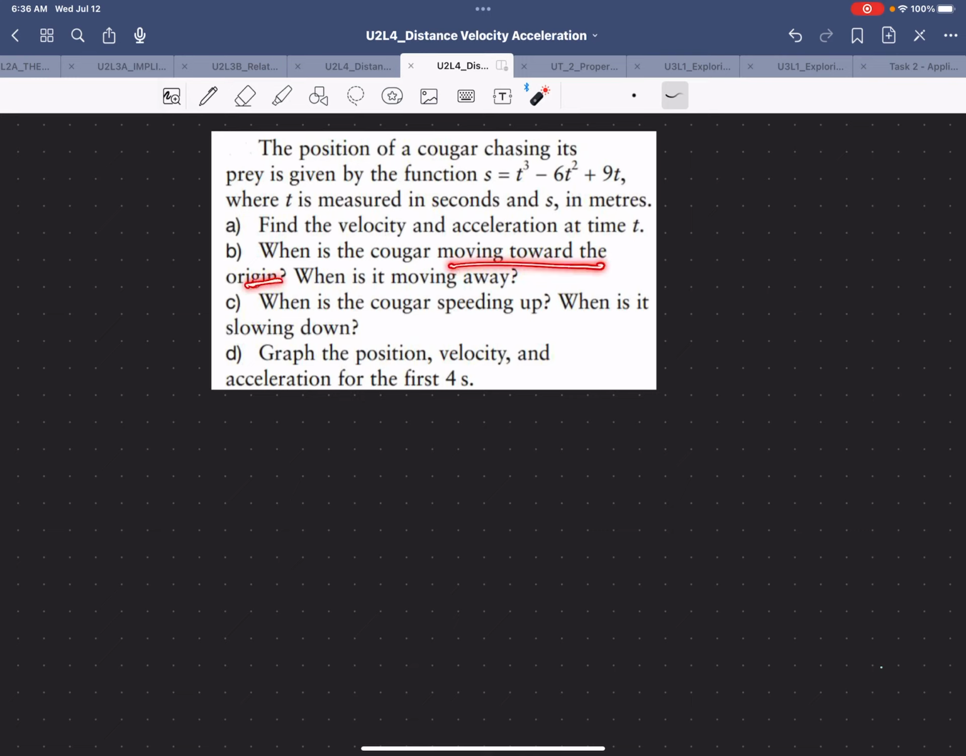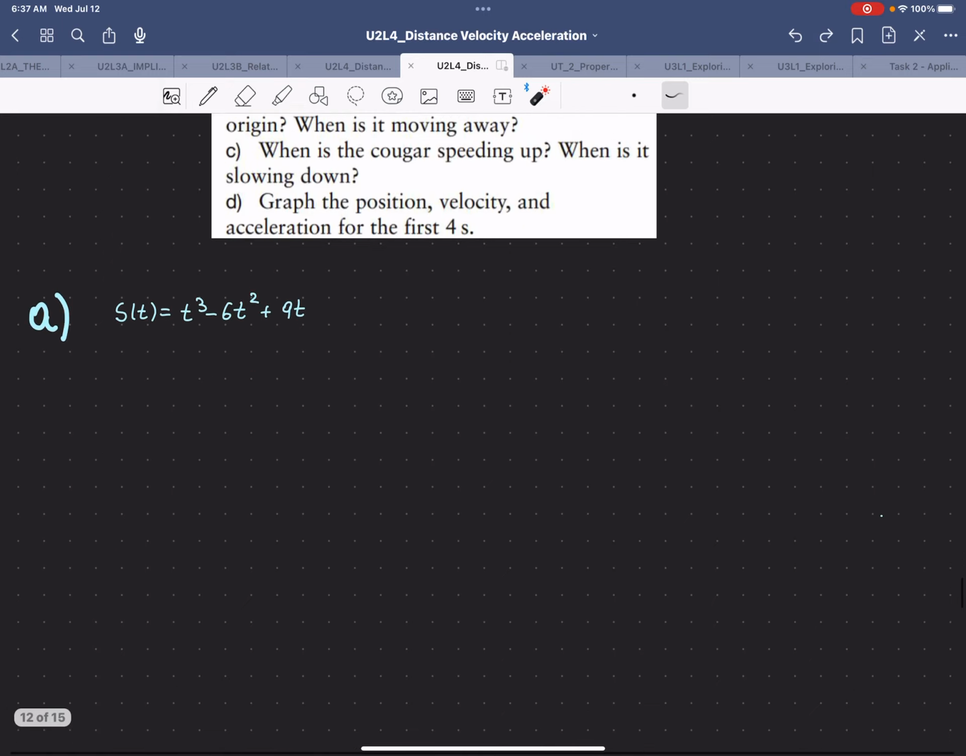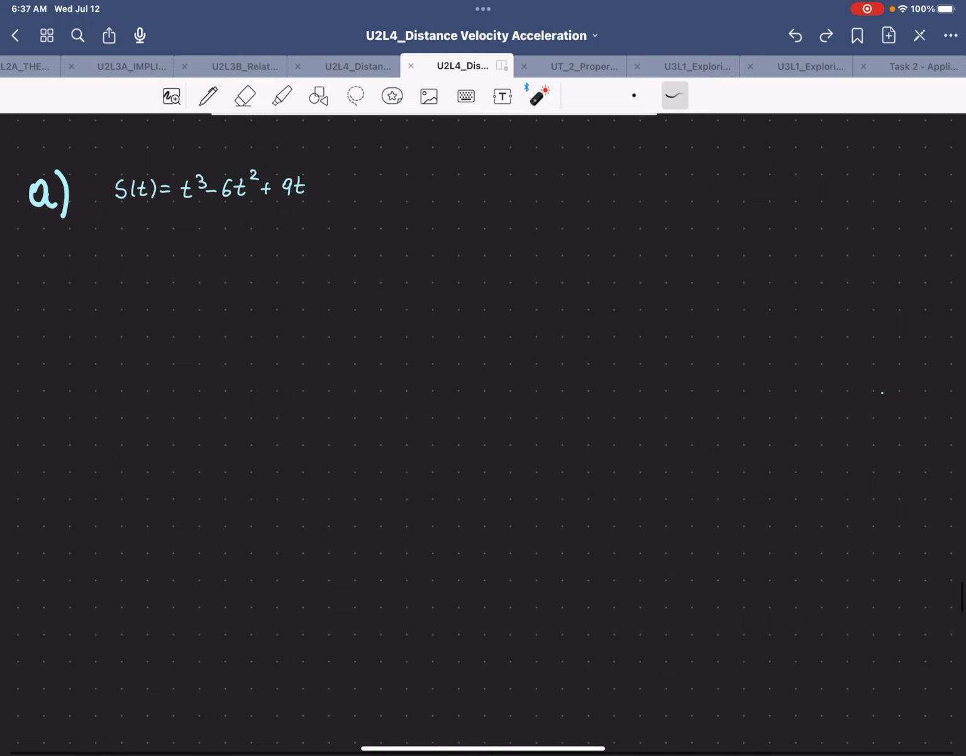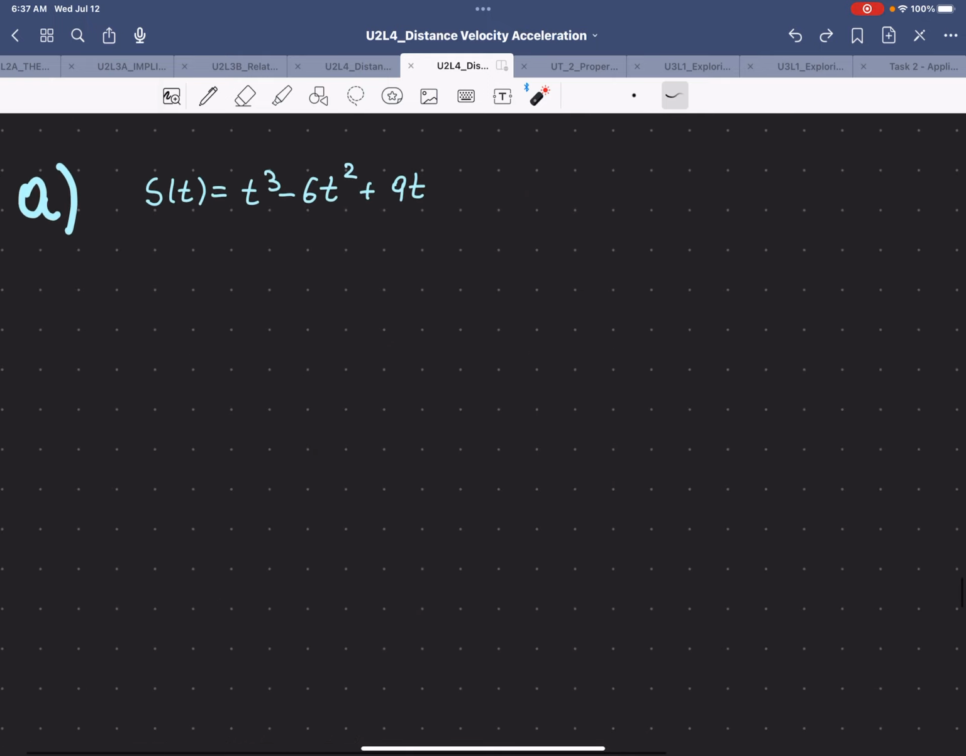When we say the origin, we mean the point of reference or the initial point. And when it is moving away, then we have to determine when it's speeding up and slowing down. And at the end, we can graph the position, velocity, and acceleration for the first 4 seconds. So we're going to start off by writing the position equation first. s(t) equals t cubed minus 6t squared plus 9t.